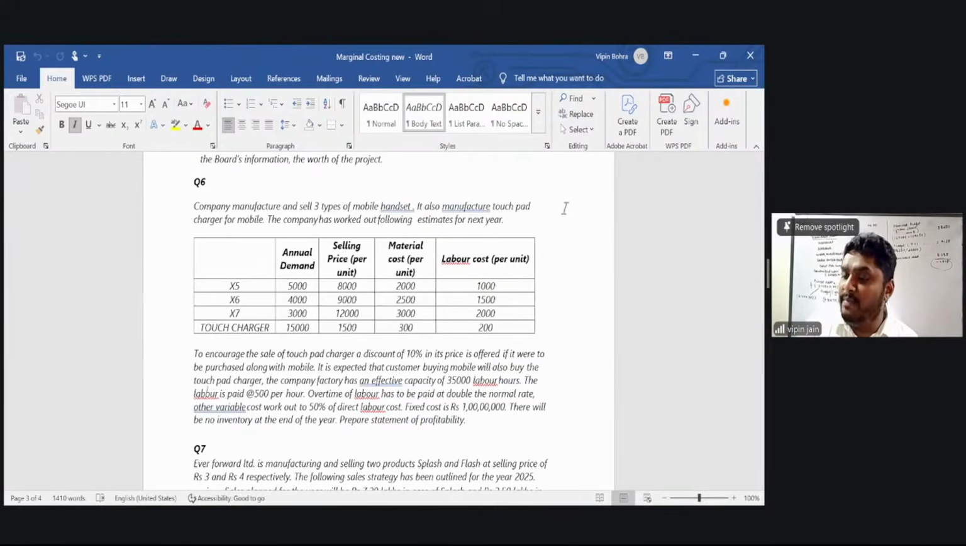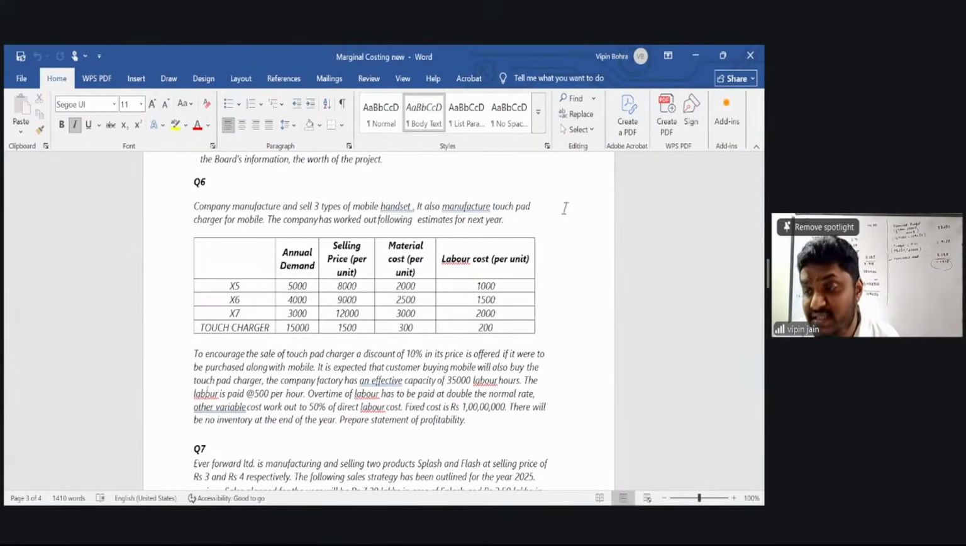A company manufactures and sells 3 types of mobile handset. It also manufactures a touchpad charger for mobile. The company has worked out the following estimates for the next year, wherein the mobiles are X5, X6, and X7, and the annual demand is given. The selling price per unit is given. The material cost per unit is given straight away. Labor cost is also given straight away.